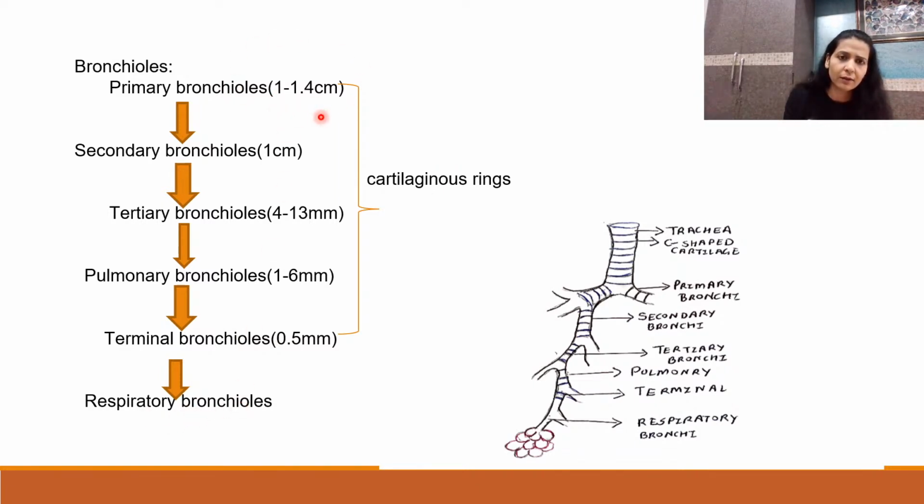If you look at these parameters, you don't have to mug them up. You don't have to remember the diameter of each and every bronchus or bronchiole. This is just for your comparative analysis, that as you go down and as they keep on bifurcating, their diameter keeps on narrowing down. Remember, you don't have to mug these data. You just need to know that after terminal bronchioles, the respiratory bronchioles do not have C-shaped cartilage, and this is how they move. Primary bronchi, secondary, tertiary, pulmonary, terminal, and respiratory bronchioles.